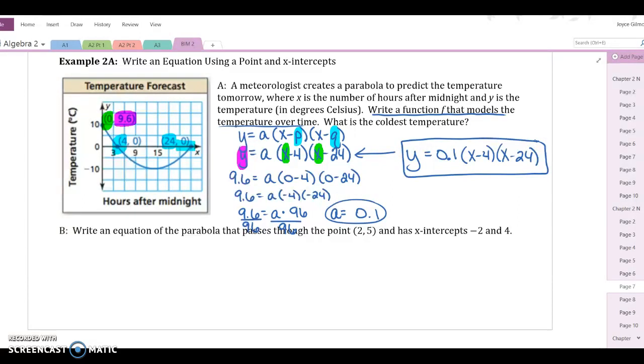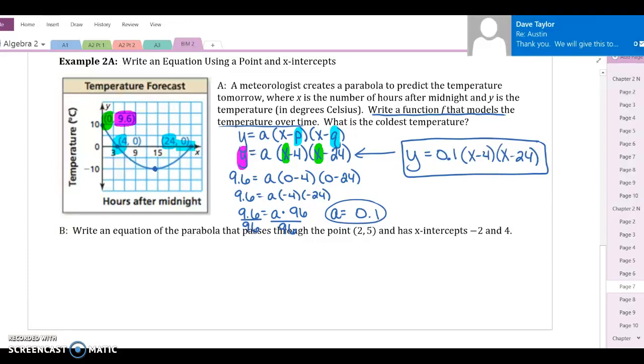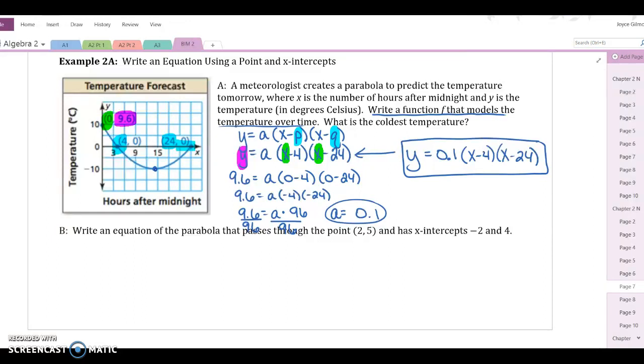Now this particular problem then asks us to find the coldest temperature. That requires figuring out what the vertex is. Looks like the vertex is right about there. So halfway between 4 and 24 would be 14. Plug 14 in to figure out the exact coldest temperature. But just look at this graph. What does it look like the coldest temperature is? -10. On the previous one, the exact answer wasn't precise. This one, it might be like -9 point something, but I think it's -10.